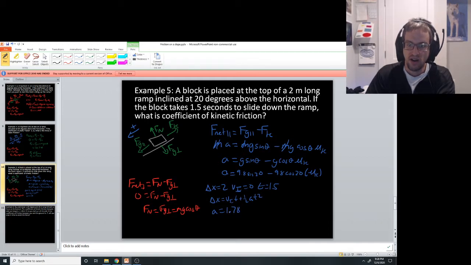And now I can put this into this equation. So now I've got this is equal to 9.8 sine of 20 minus 9.8 cosine of 20. All right? And now I can plug everything in. And I get the coefficient of kinetic friction is 0.17.